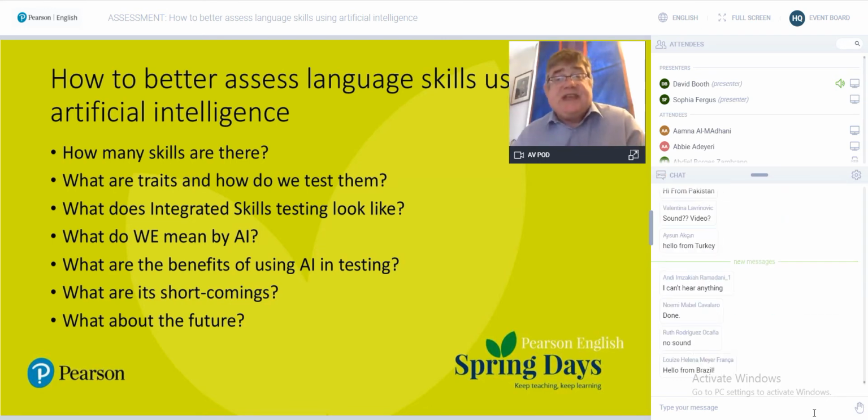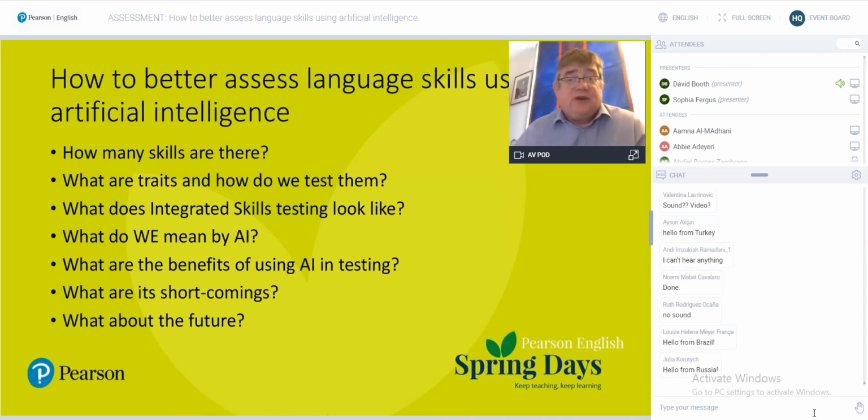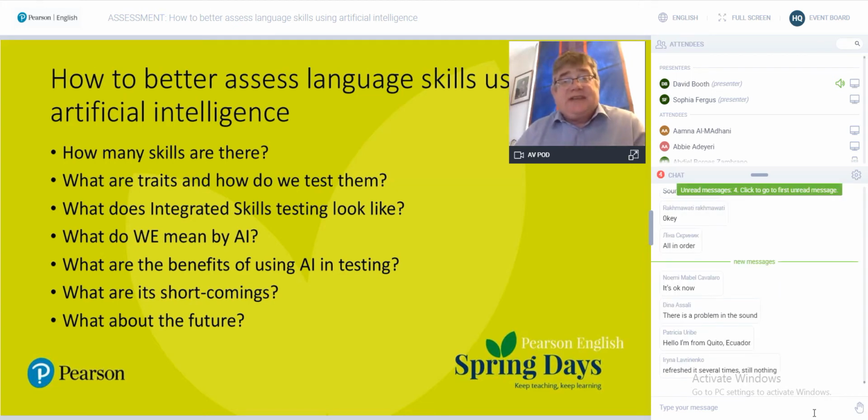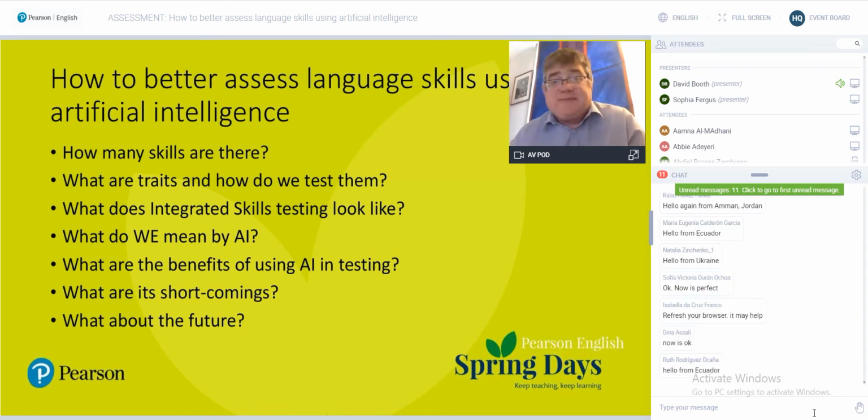And the focus then is on integrated skills. So not just testing single skills alone, but how can we test skills together? And what are the benefits of that? Okay, so what we're trying to look at here is how this approach to language testing benefits the student, benefits the teacher, and has a positive impact on learning.